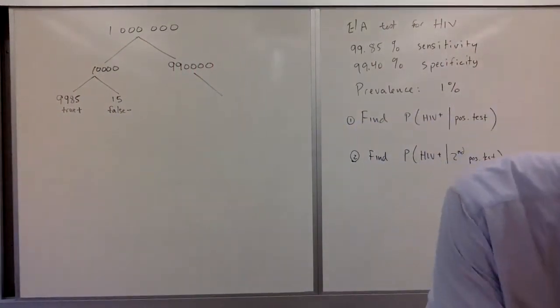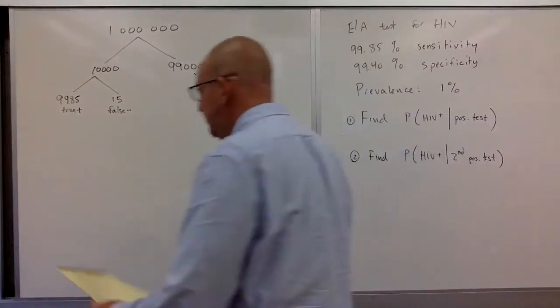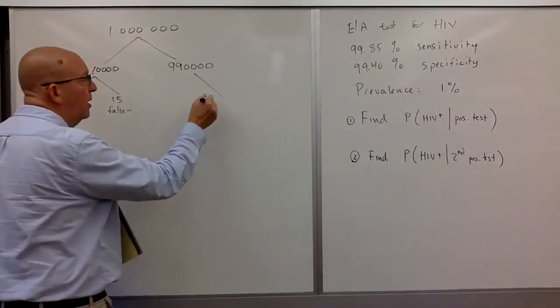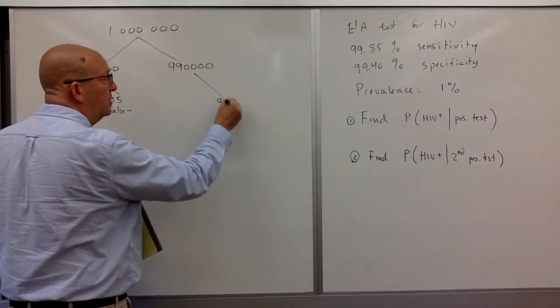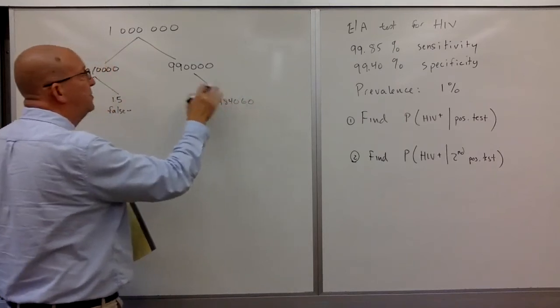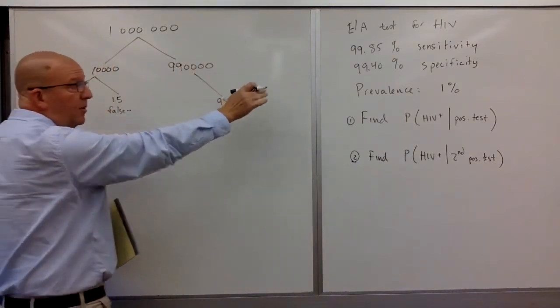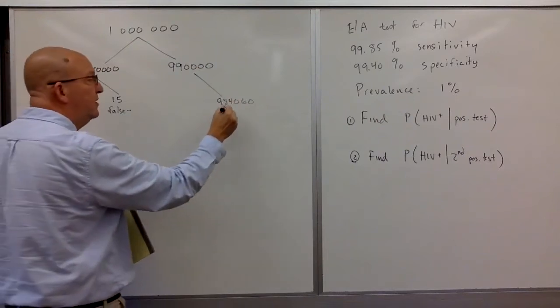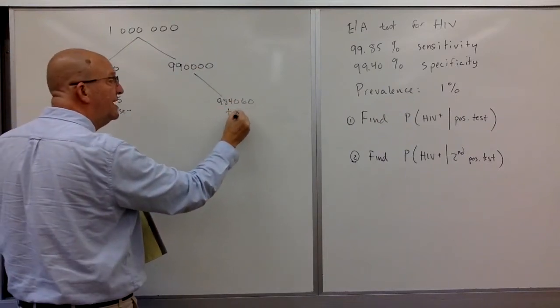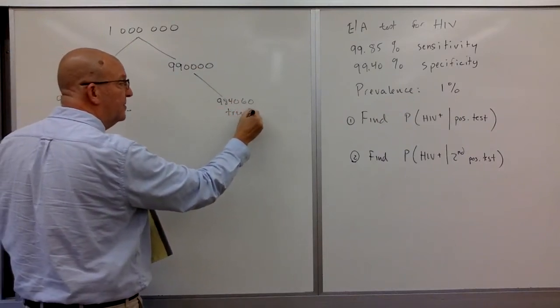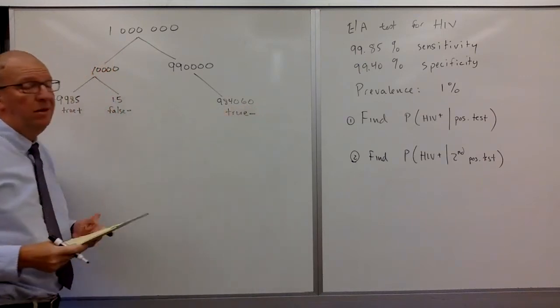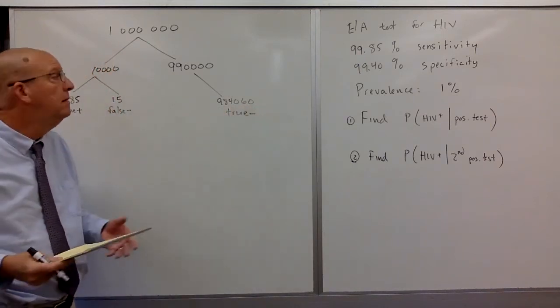And these are our true negatives. So this number here is 984,060. And all I did was just multiply 990,000 by 0.994. These are what we call the true negatives.